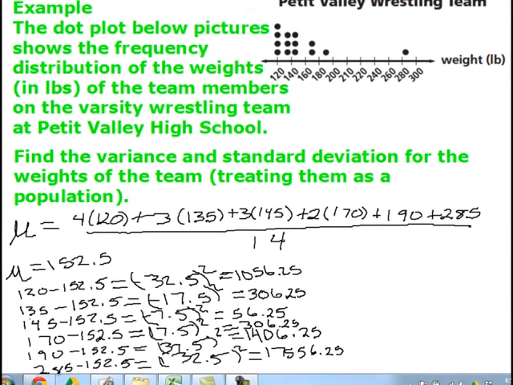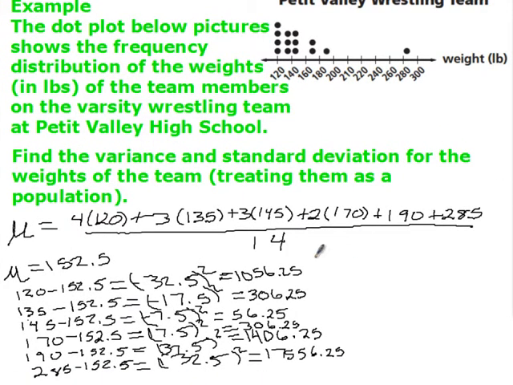So now I have all of my squared values. Now I'm going to weight them based on how many times they actually occur and then add them all together. So this 1056 occurs 4 times because it's from the 120. This one occurs 3 times, and 3 times, and 2 times, and then 1 time and 1 time. So I'm going to take each number and multiply it and then add it to the other weighted deviations.